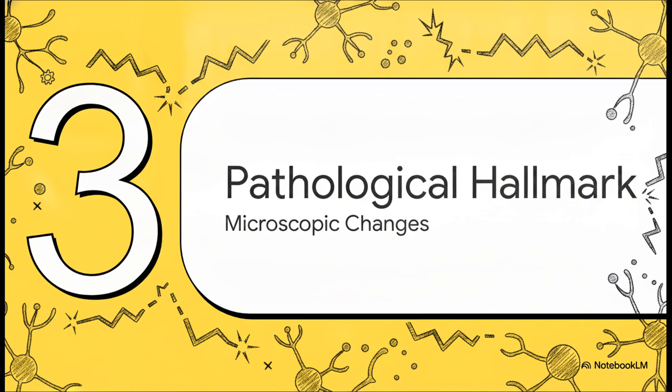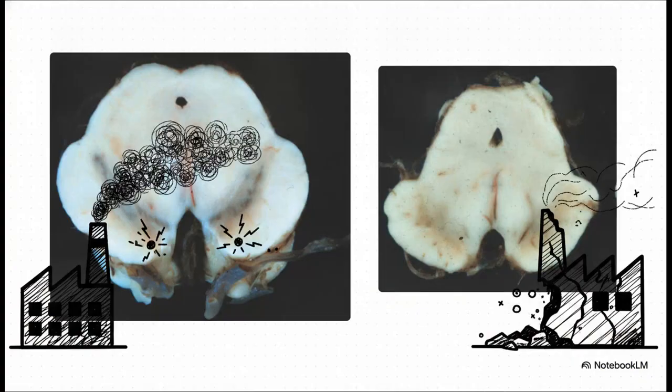Which brings us to Section 3, the pathological hallmark. If the circuit is broken, let's zoom in a million times closer to the cellular level to see exactly why those dopamine wires are frying. What's absolutely fascinating here is that we don't just guess this happens. We can physically see the localized destruction. Take a look at the left side of the slide.